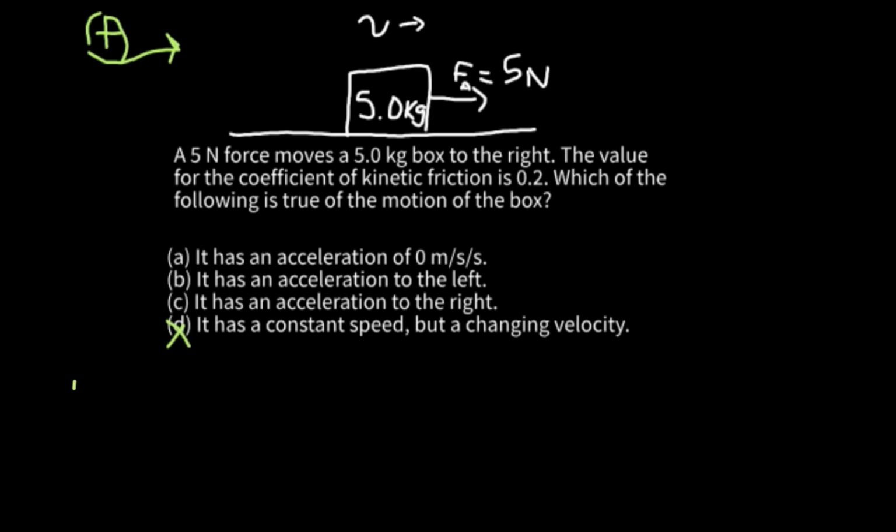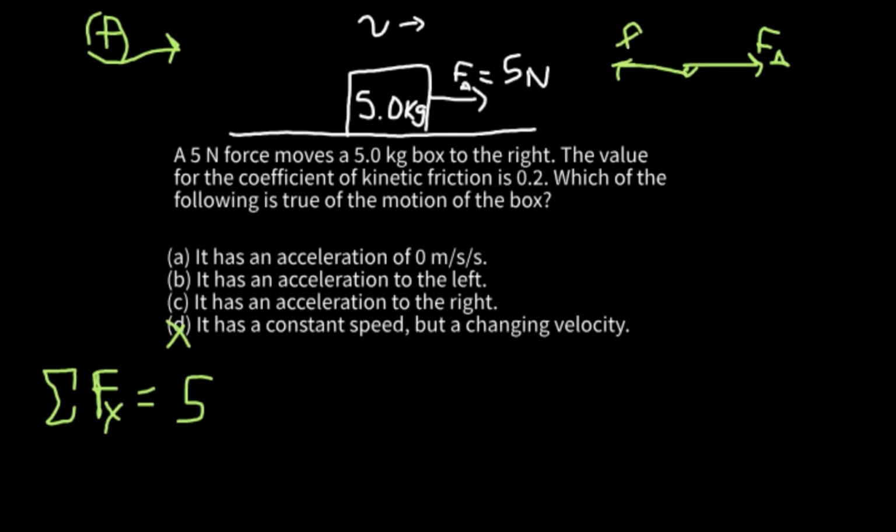So now we're going to start by summing our forces in the horizontal direction. So we have a 5 Newton force in the positive direction, and if we were to draw a free body diagram just for the horizontal direction, we would have our applied force, and opposing that is always going to be friction. Alright, so we know our equation for friction. Because the box is in motion, we're going to have the value for kinetic friction times our normal force.